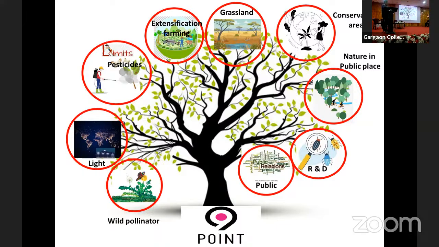Why we have to protect pollinators? And lighting is another important factor because now everywhere we have street light, home light, 24 hours. So can we reduce it? It's really detrimental for nocturnal insects as well as diurnal insects because it impacts the circadian rhythm.